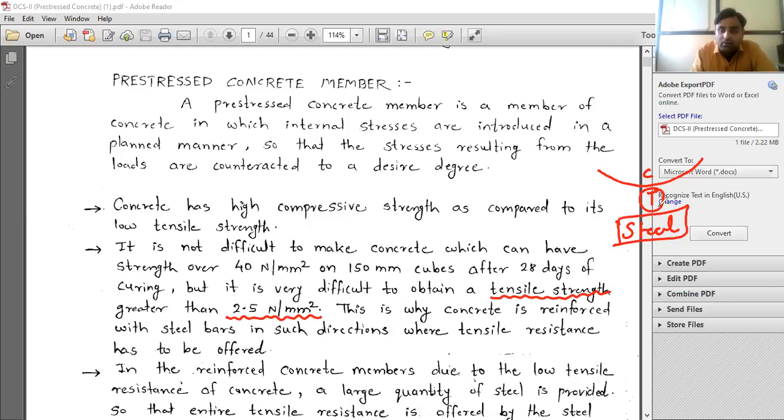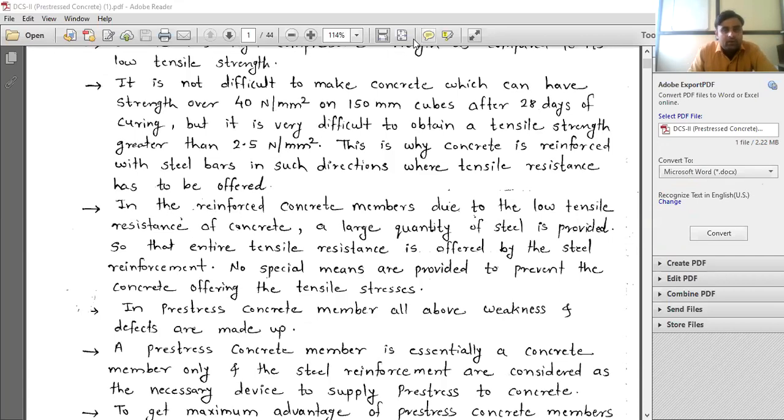So you see that there is a tension at the bottom, so we provide the steel at the bottom. Okay, so now you see further then what is said in the next point. The next point says that in the reinforced concrete members, due to low tensile resistance of concrete, large quantity of steel is provided.